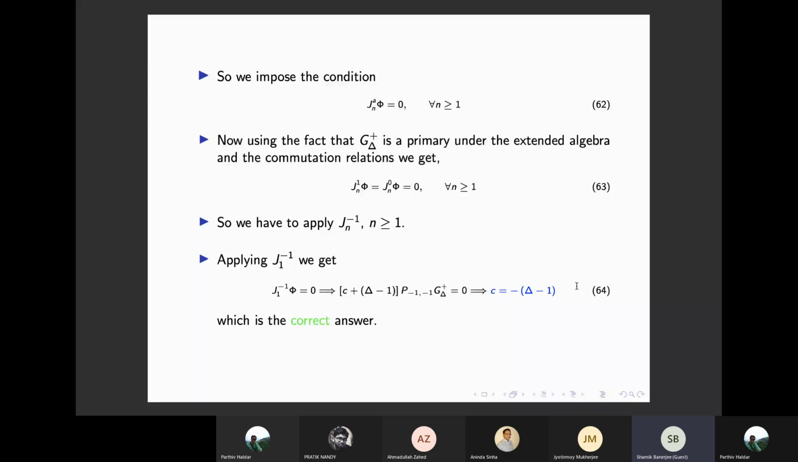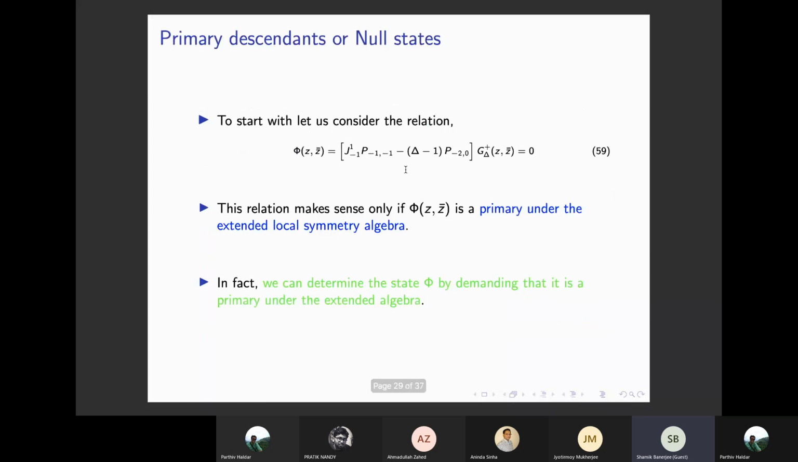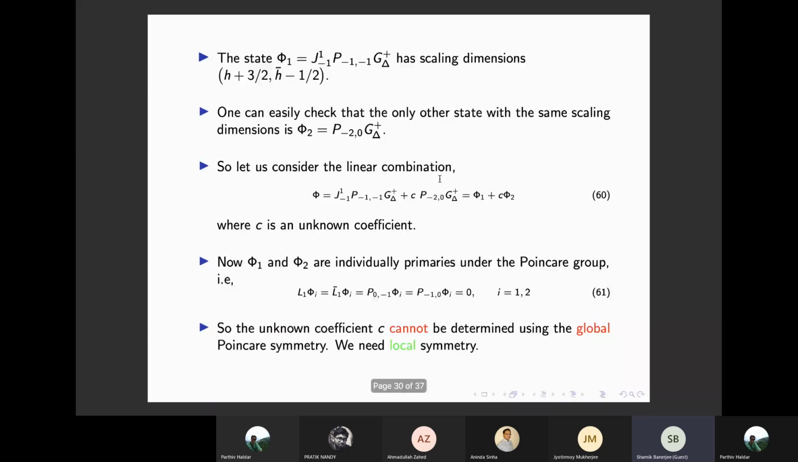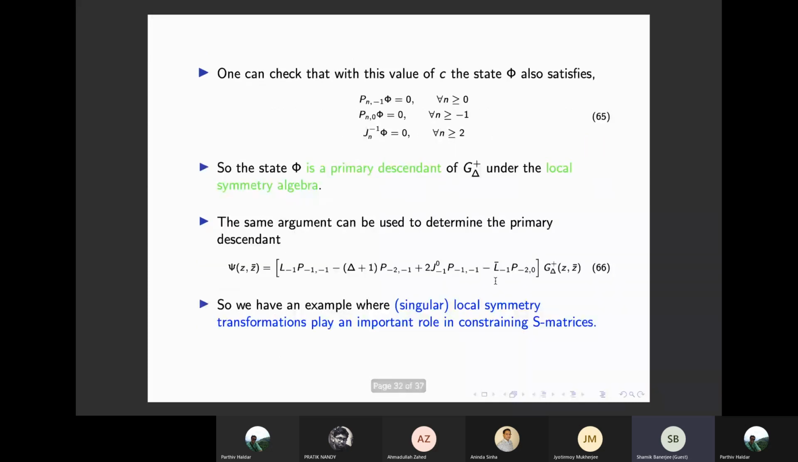Okay, so C is minus delta minus 1, which is essentially the answer that we have to have. So we get the C using the local algebra. Now the important point is that the global Poincare invariance does not fix C. You need this local transformation. So that's the interesting point.